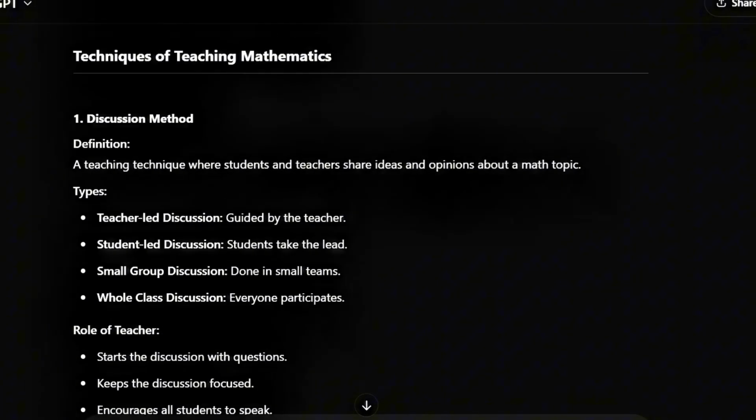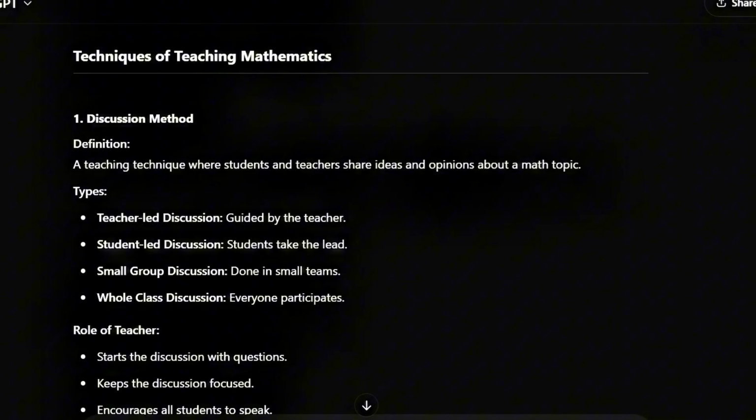Techniques of teaching mathematics. 1. Discussion method. Definition: a teaching technique where students and teachers share ideas and opinions about a math topic. Types: teacher-led discussion, guided by the teacher; student-led discussion, students take the lead; small group discussion, done in small teams; whole class discussion, everyone participates.